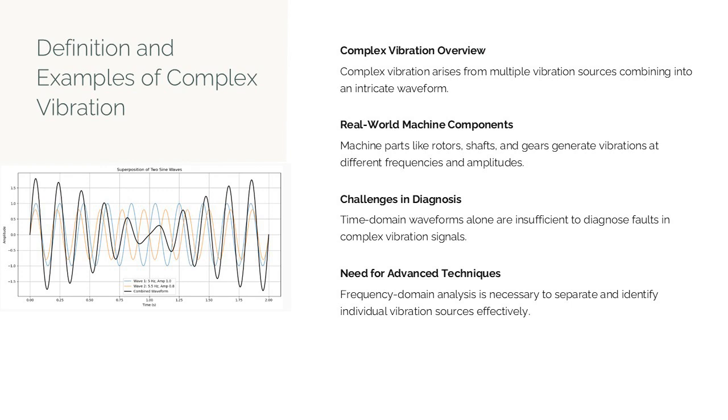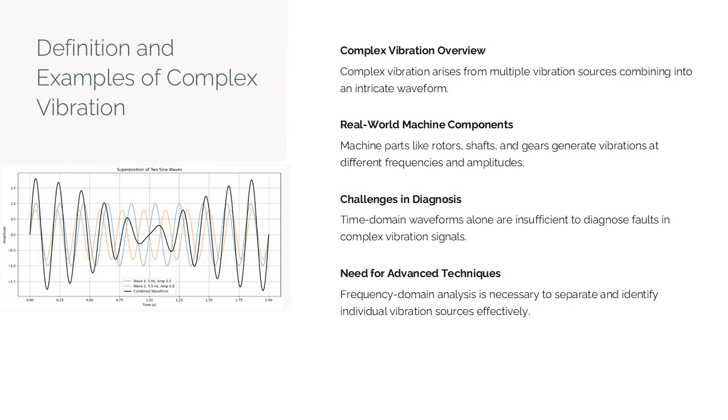Unlike simple vibration, which can be represented by a single sine wave with a clear amplitude and frequency, complex vibration results from the superposition of several sine waves originating from different components of a machine. For example, consider two masses on springs oscillating independently. Each generates its own sine wave. When these waves are combined, the resulting waveform becomes irregular and visually confusing.